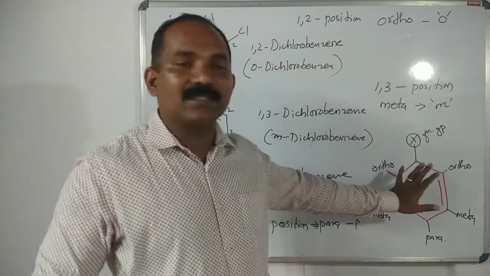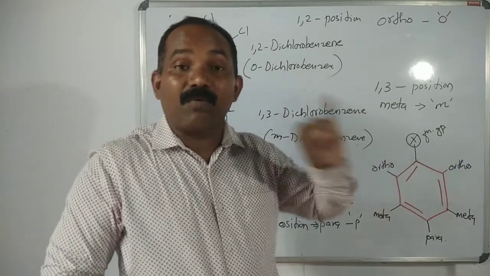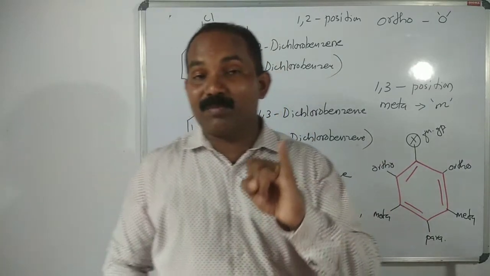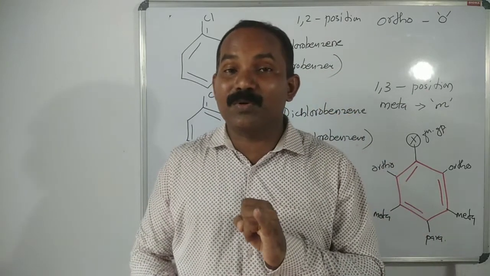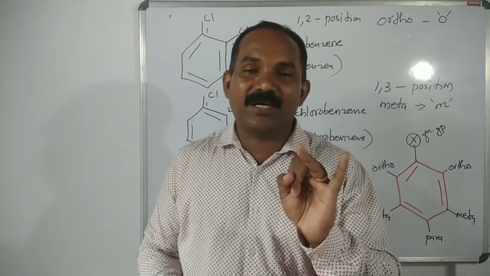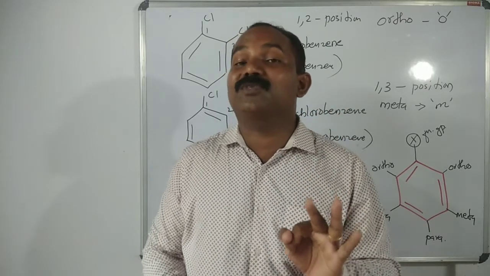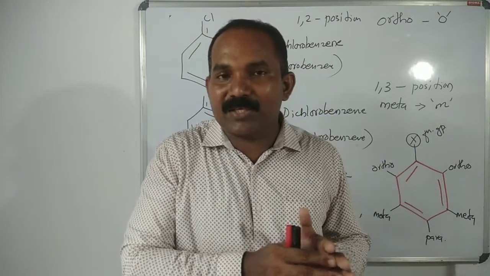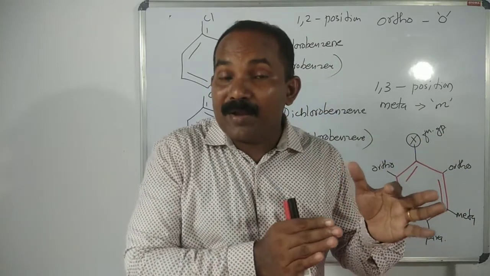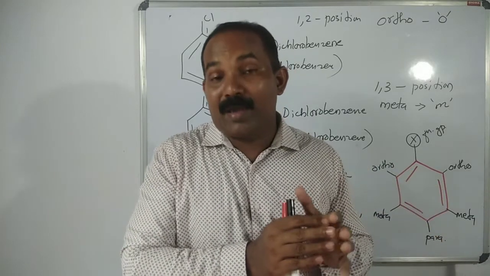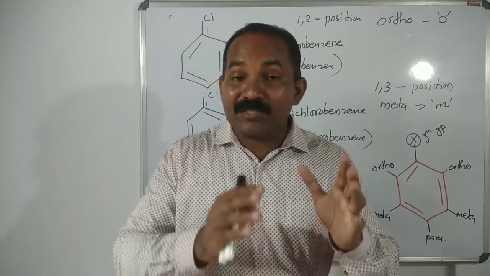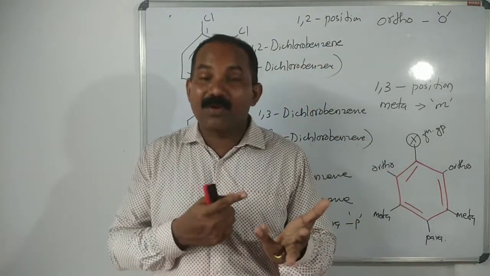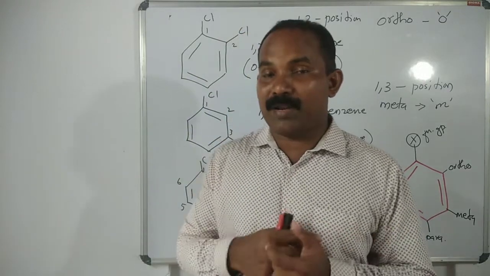Okay, you understand this. Memorize these positions. First, the 1, 2 position is ortho. The 1, 3 position is meta. And the 1, 4 position is called the para position. So in IUPAC nomenclature, we write the position number. In the common or trivial name, the positions are represented by ortho, meta or para.